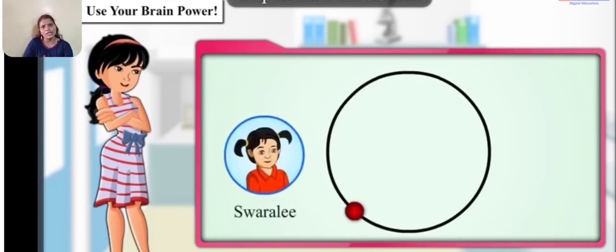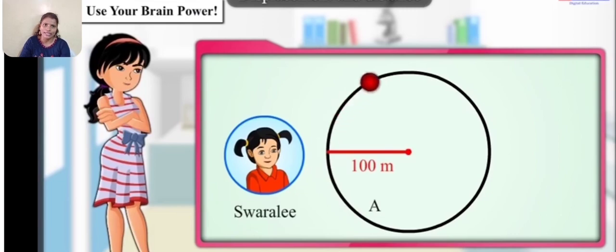Every morning, Swarali walks around the edge of a circular field having a radius of 100 meters. As shown in the figure, if she starts from point A and takes a round, how much distance has she walked and what is her displacement?